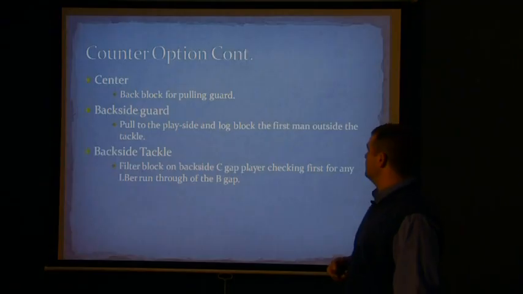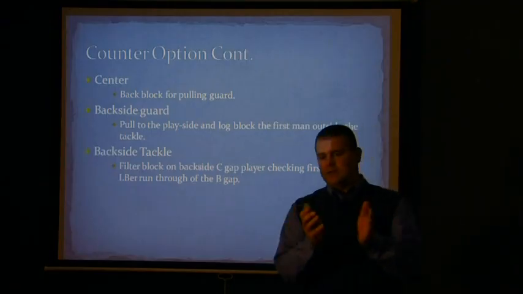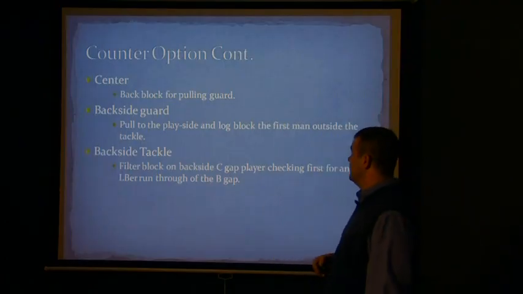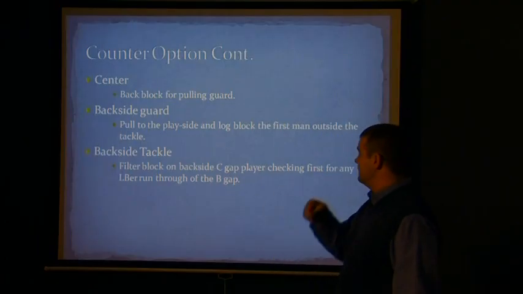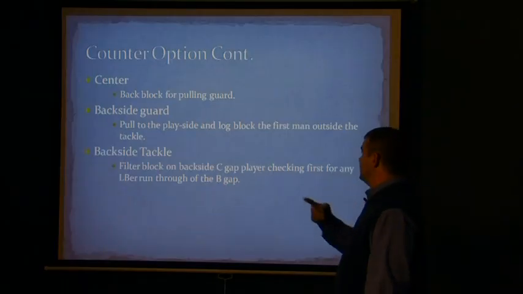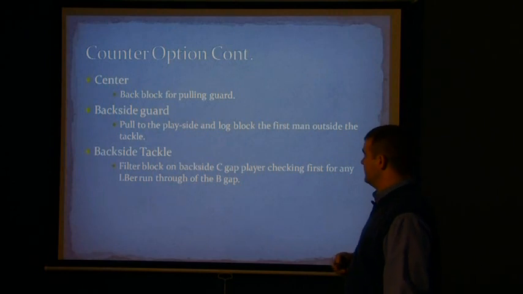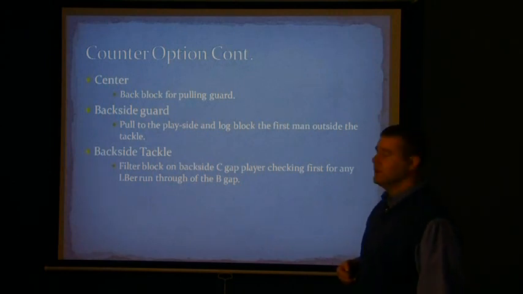Backside guard now is going to pull and log the first guy on the line of scrimmage. If we're in a 50 defense concept and we have a tight end, we're going to try to get him underneath, over the top of the 5 technique, and try to get him up to the play side linebacker. We'll look at some clips of that in just a second. The backside tackle, we're going to filter just like we would on midline.